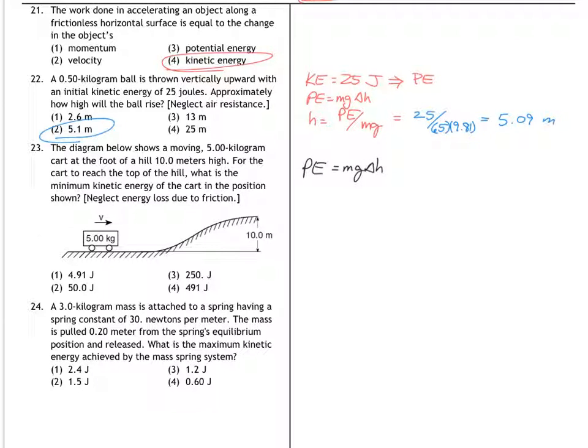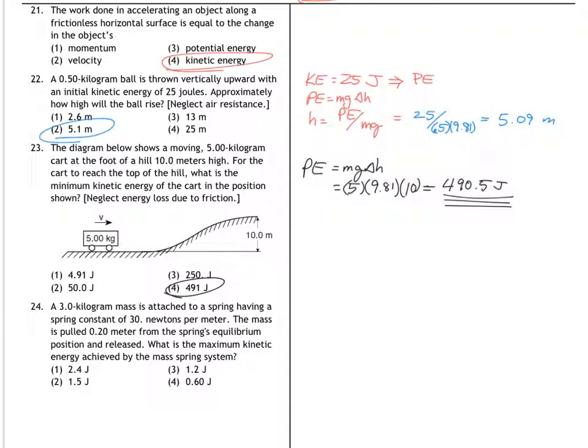So the potential energy is mg change in h, and the mass of this cart is 5 kilograms. The gravitational acceleration is 9.81, and the height that it must reach is, of course, 10 meters. So that means that the potential energy that it would have at the top of that hill is 490.5 joules. So if that's the amount of potential energy it has to have at the top of the hill, that's also the amount of kinetic energy that it must have down here at the bottom of the hill. Therefore, the best answer is 491 joules.